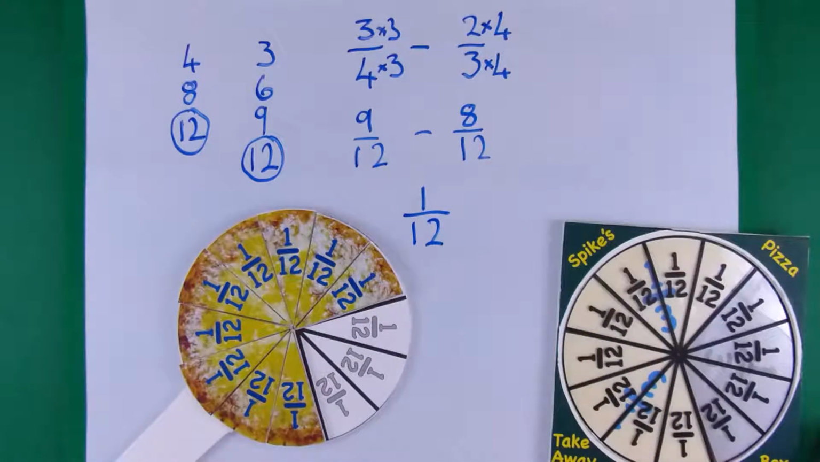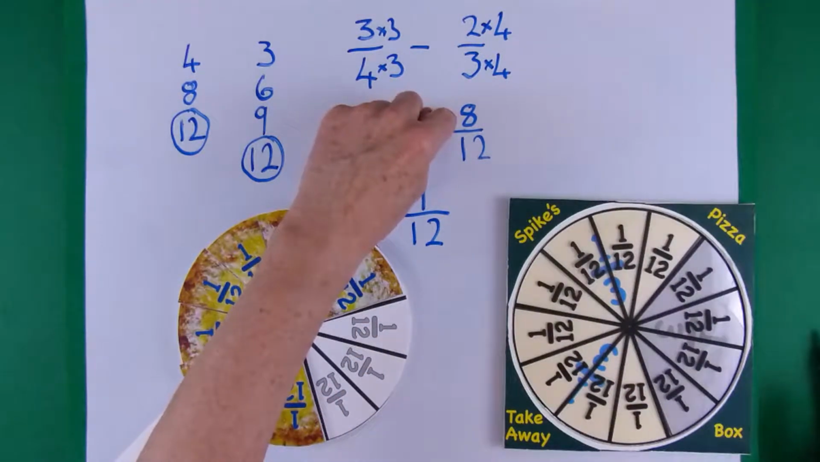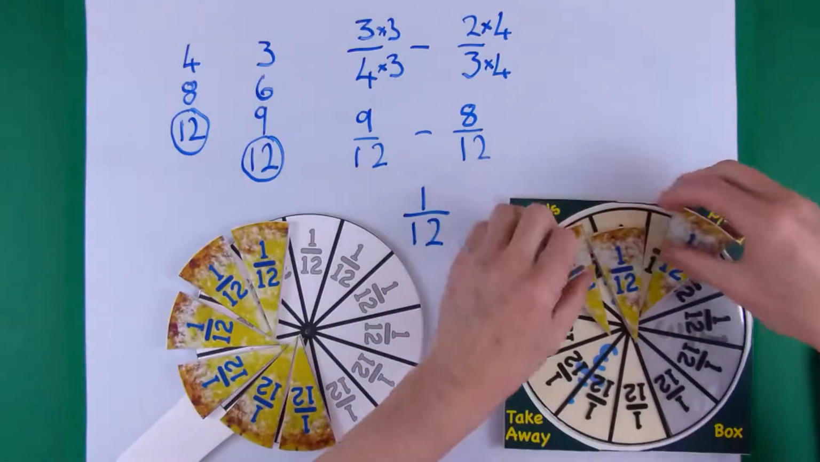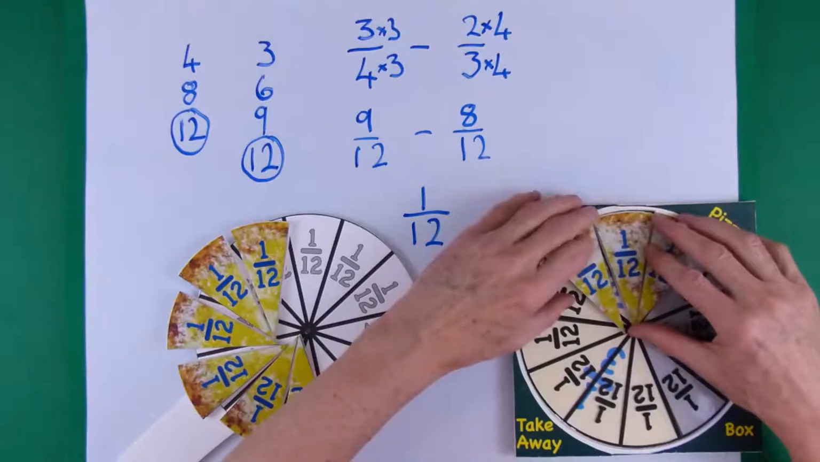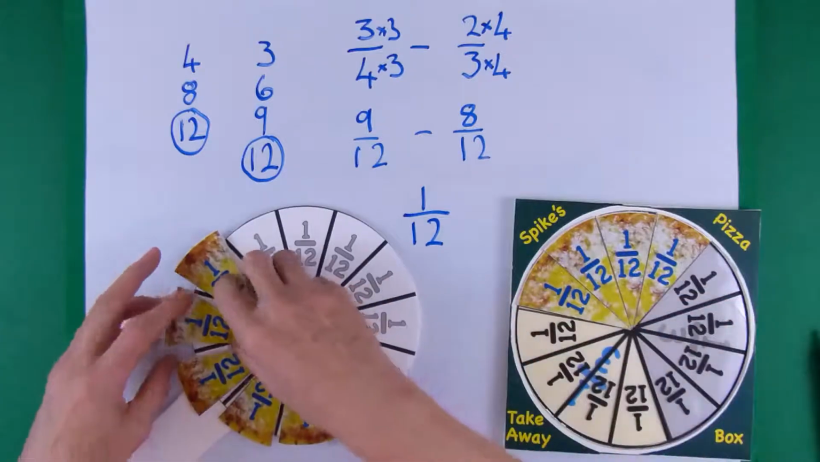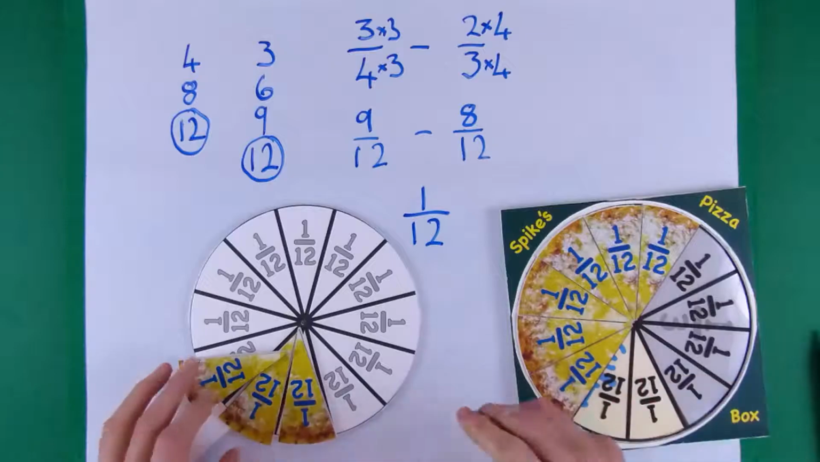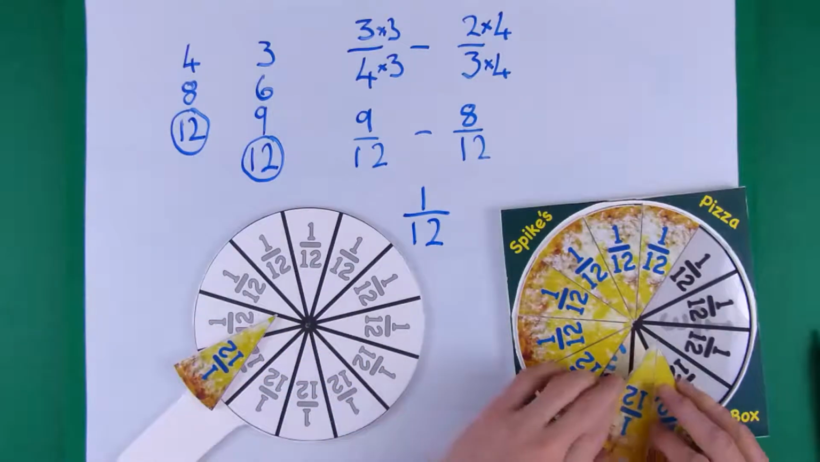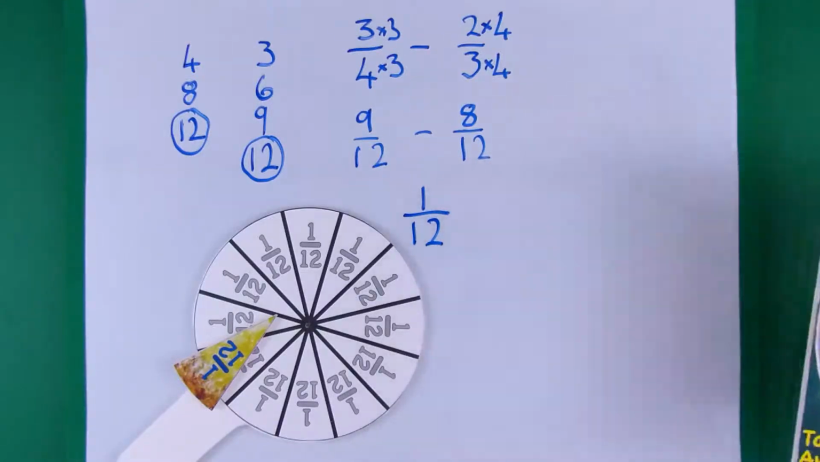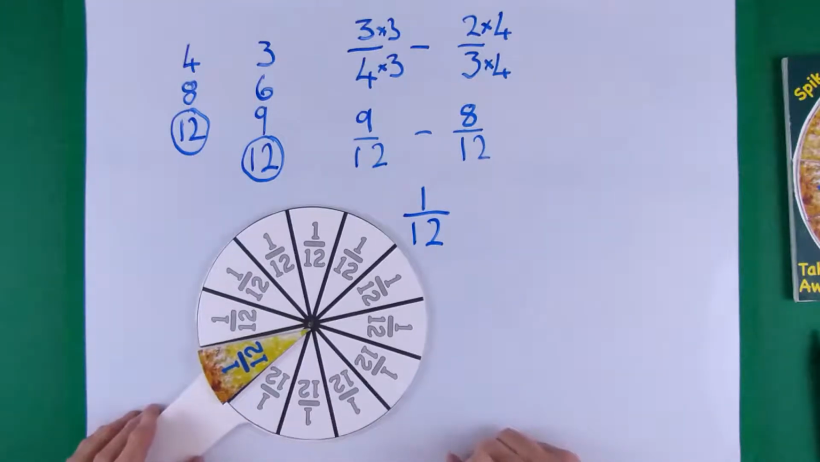And the final bit is we need to fill our pizza box. We've got to fill our pizza box with 8 and see how many is left over. So we fill our pizza box, and you can see we get 4 in one of the thirds, another 4 in the other third, and that gives us our full 8/12s there, which we take away, and it leaves us with 1/12.